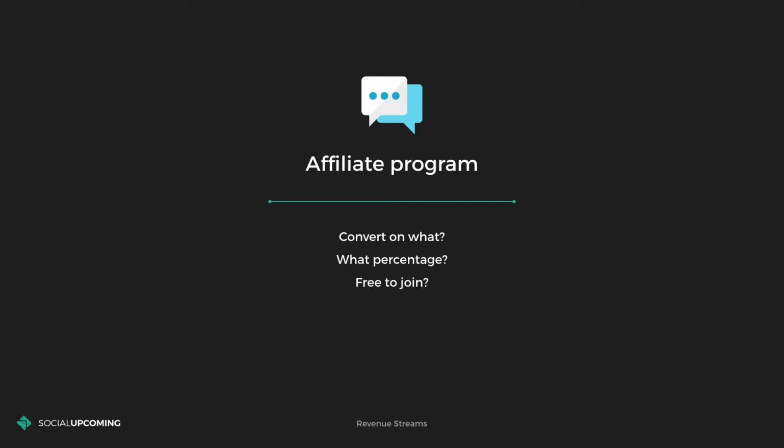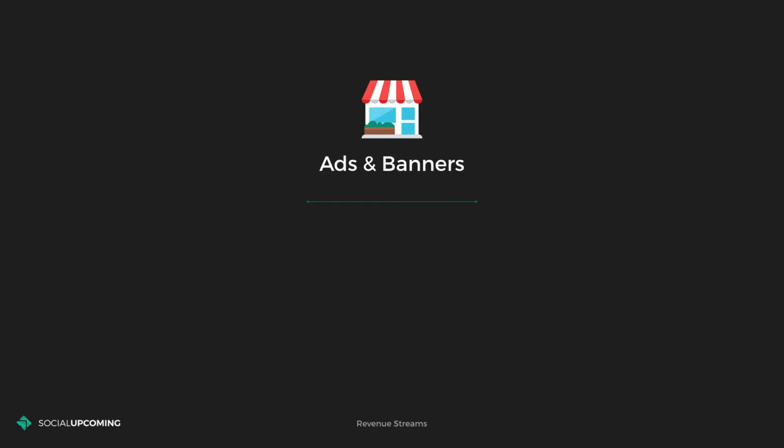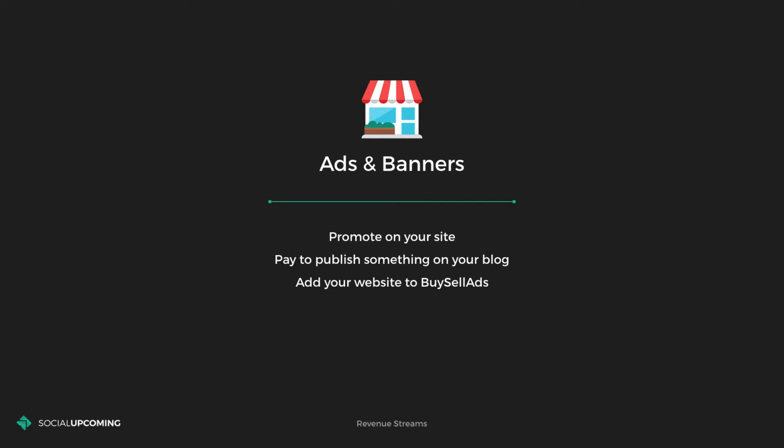So you have to weigh up the pros and cons for the different things to see what I have to do in order to maximize the potential and the revenue that I will make with this type of program. So that's the affiliate program. The next one is ads and banners, as I mentioned previously. There are different ways to make money with ads and banners.